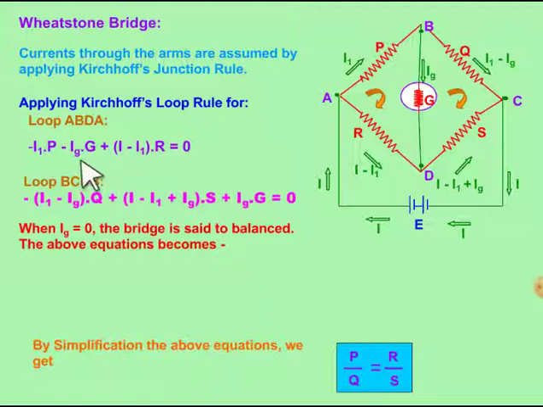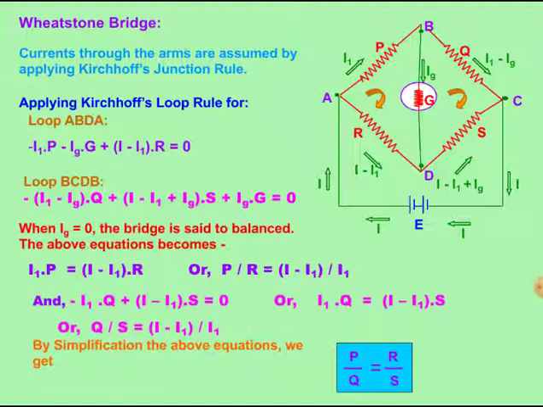By putting Ig equal to 0 in the first equation, and finding P by R from there, it will be I minus I1 divided by I1. From the second equation, if you put Ig equal to 0, you will get the same. These two right hand sides are equal, so naturally the left hand sides must also be equal: P by R will be equal to Q by S. On simplification, you will get this.